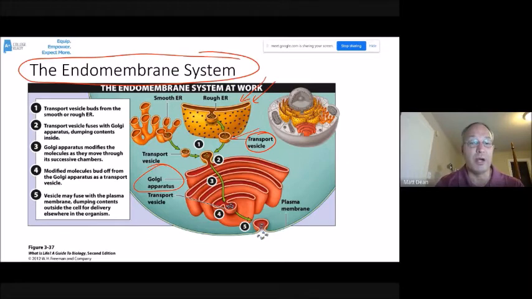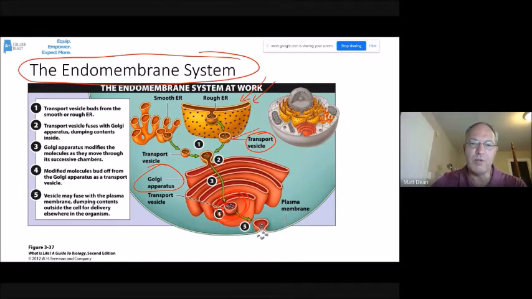The vesicle becomes part of the Golgi apparatus. While there, the proteins are modified. They may have sugars or lipids added to them. They're also stored there for a while until they're needed. Eventually, though, the protein will work its way through the Golgi apparatus and will break off in another transport or secretory vesicle, which we see happening right here.